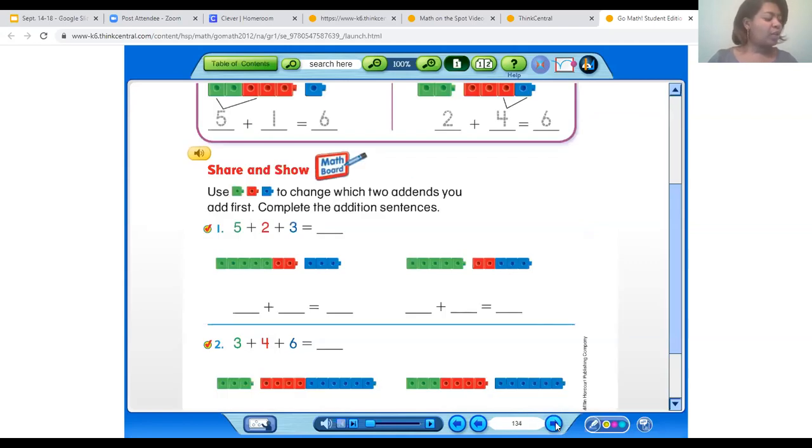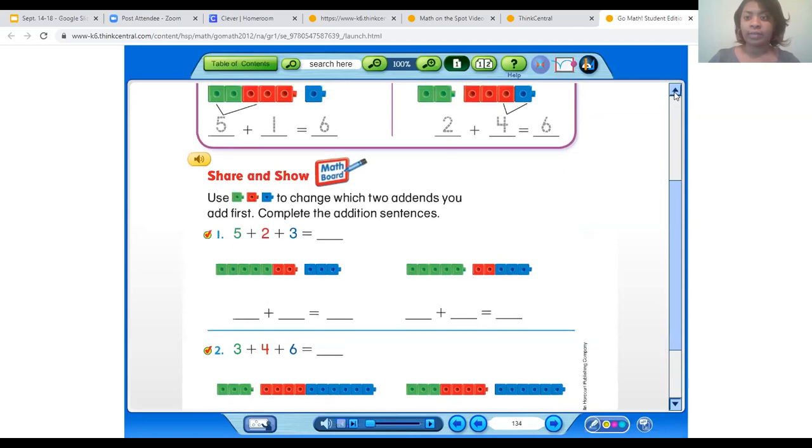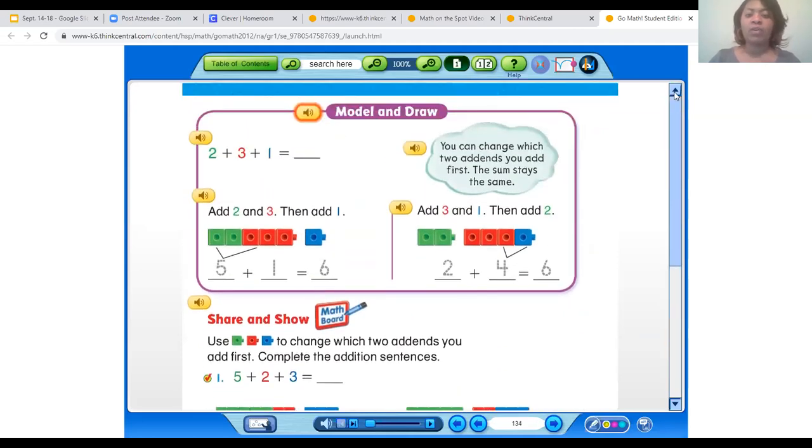All right, we're on page 134. All right, we're going to model and draw. Right here, you see the number 2, the number 3, and the number 1. All right, so they have those connecting cubes there. And so connecting cubes, they do just that. They are joined together and they combine. So they added 2 and 3 together. So because they're connected together, we recognize that as the number 5. There's some space there, and then we add 1. So 5 plus 1 equals 6.